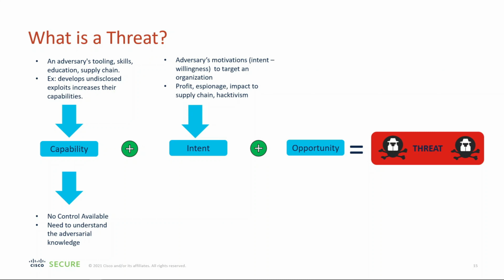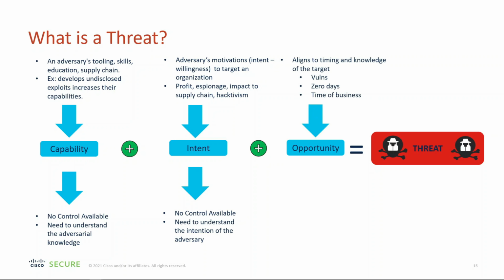Intent is the adversary's motivation, so their intent and willingness to target an organization. Now, this could be profit, espionage, impact to supply chain, hacktivism. Again, we don't have any control here, but we need to understand the intention of the adversary. Once we have a good understanding of that intention, we can start building out our plan to defend. Now, the opportunity, this aligns to the timing and knowledge of the target. So this could be vulnerability, zero days, time of business, and we have an opportunity as defenders to apply a control to limit this opportunity the adversary has over us. So this could be in the form of patching, network segmentation, application control, multi-factor authentication.